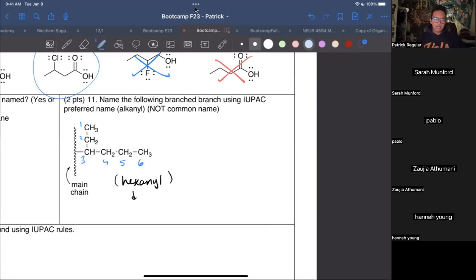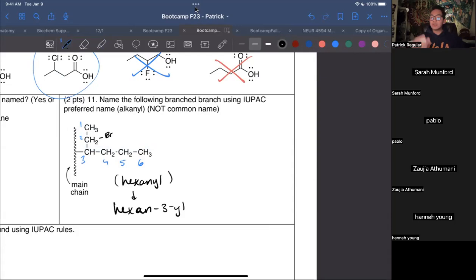Now, if you counted right to left this way, it would be 4. But again, we want the lowest number. So it would be 3. Hexan-3-yl. Now, Patrick, what if you had, I don't know, a bromine here?